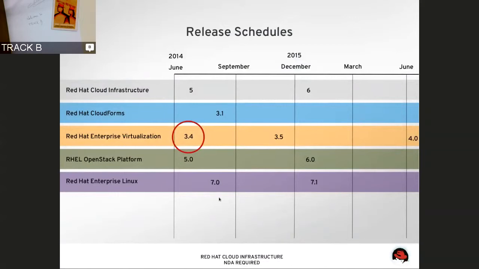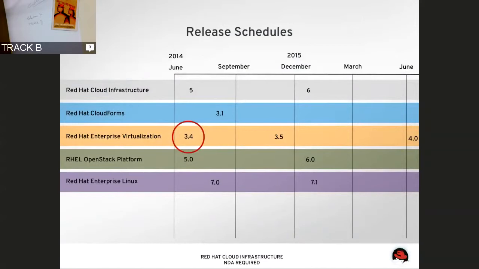You can also see that in the first calendar quarter of 2015, we're planning a RHCI 6 release that will also include RHEL OpenStack Platform 6. So hopefully this gives you a good idea. Let's zoom in on a couple of the product components. Andrew's asking about Satellite being included in RHCI. We'll talk about that towards the end of the presentation.